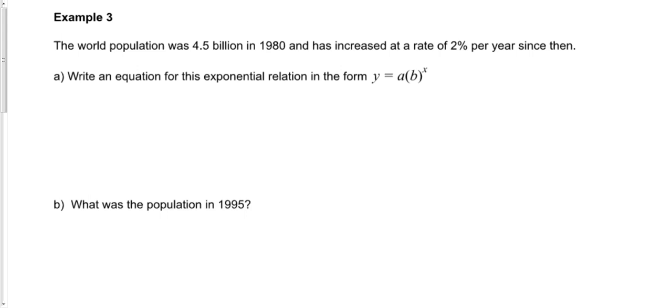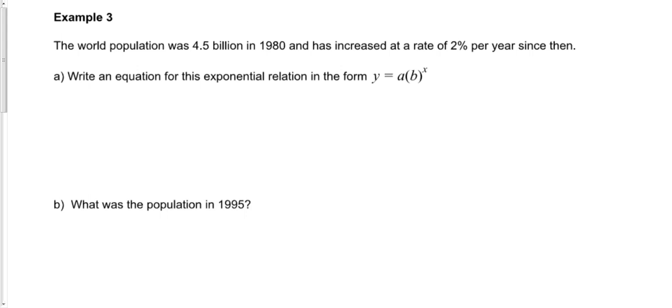So in the last example, in example number 3, we're going to use all the skills that we've done up to this point. Okay, so in our situation, it says that the world population was 4.5 billion people in 1980 and has increased at a rate of 2% per year since then. Okay, and so part A says, write an equation for this exponential relationship in the form of y equals a, which is the starting value, times b, the rate of growth or decay, to the exponent x, or however many time units have gone by in the meantime.